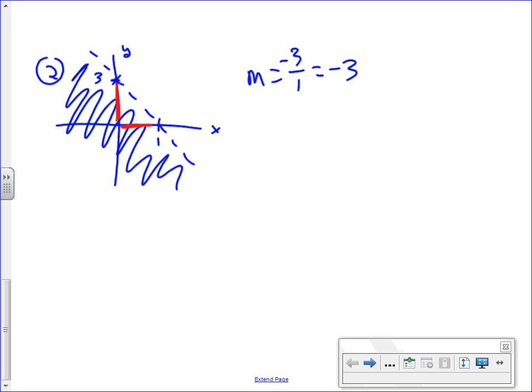Everybody see? Do I have the y-intercept again? Yes, I have the y-intercept. If you've got the y-intercept, pick it because it makes your life easier. All right? And then you can write your equation, y equals negative 3x plus 3. That's the equation for the line.